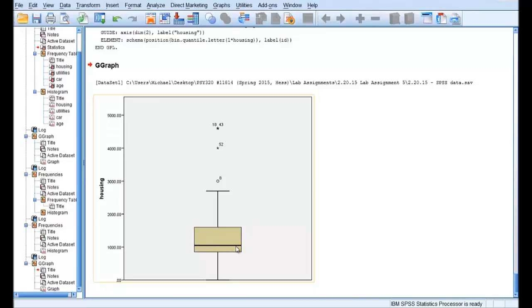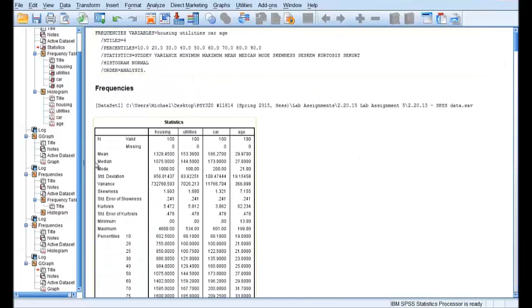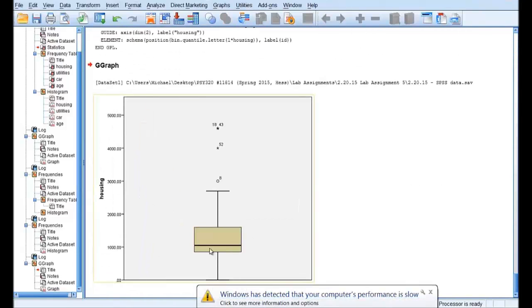The line in the middle of the box plot is our median value. Recall that when we're dealing with an interquartile range, we are not really using the mean so much. We're interested in the median. So this line in the middle of our box plot is the median value, and if you look back up at the descriptive statistics, the median is $1,075. And that's this line right here.